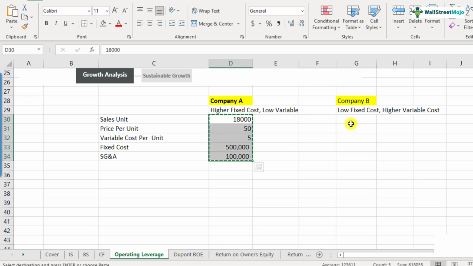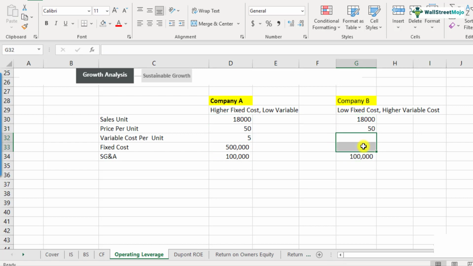I'll copy these numbers here and make the relevant changes for company B. Assuming that the sales unit and price per unit is the same because we want to compare the two, right? The variable cost will be higher in this company B case because the fixed cost is low. So let's assume this is $10 per unit, and the fixed cost here, let's assume it is 100,000.